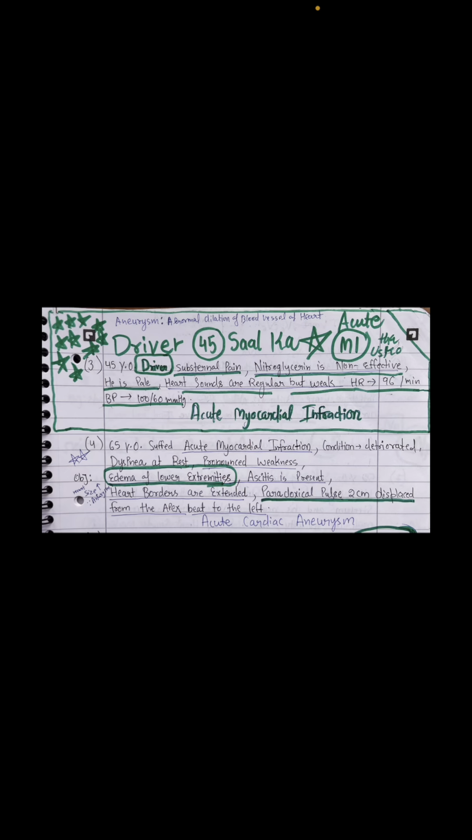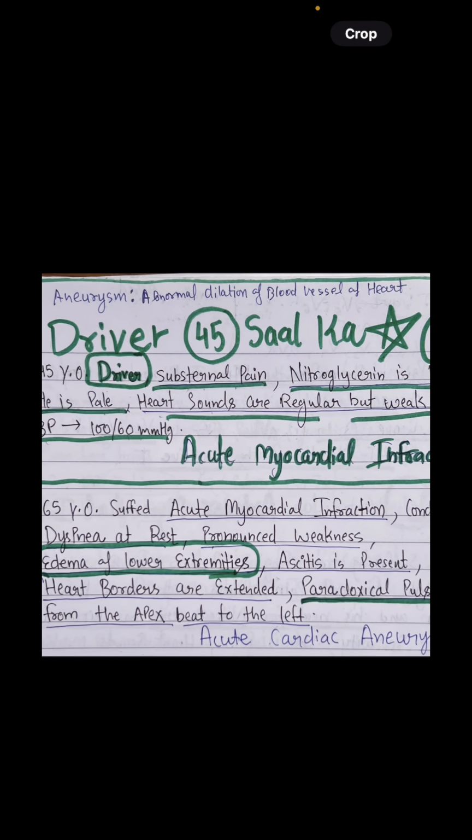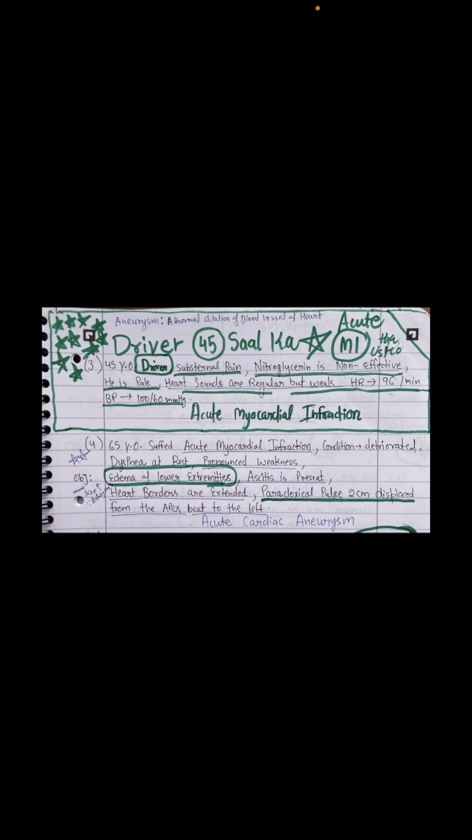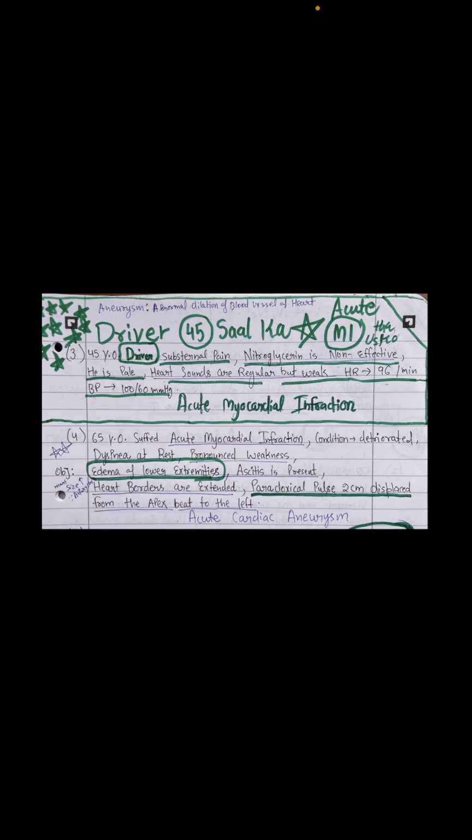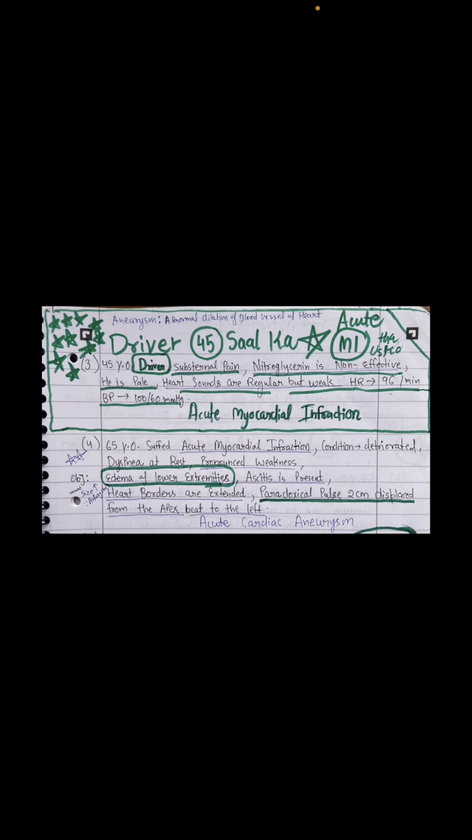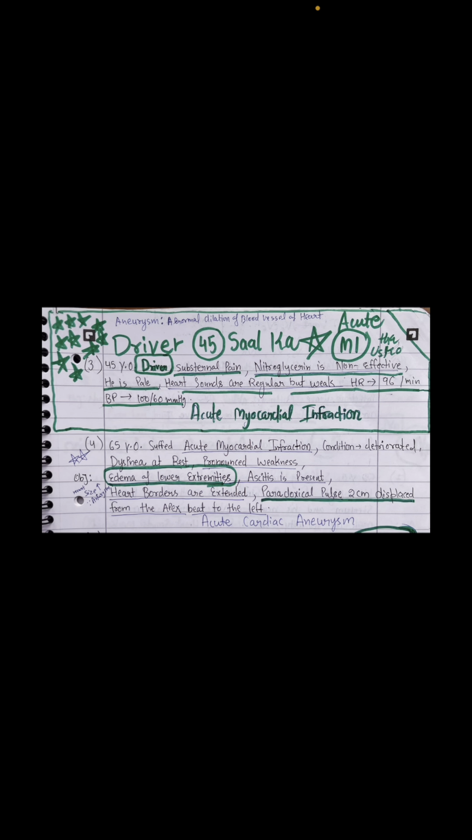All right. I have written something in the corner. The definition of aneurysm: an aneurysm is basically abnormal dilation of the vessels of the heart system. Let's see the next patient, question 4. A 65-year-old who suffered acute MI, deteriorated, with dyspnea at rest, pronounced weakness, edema of lower extremities, ascites present, heart borders extended, paradoxical pulse 2 cm displaced from the apex beat to the left. Sir, what is this paradoxical pulse? We don't understand it. All right, let's see what it is.